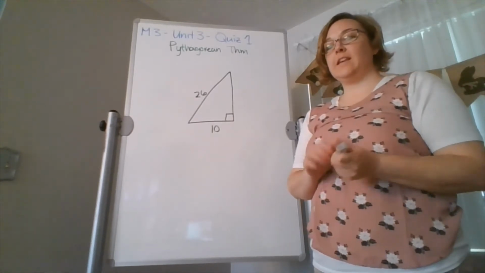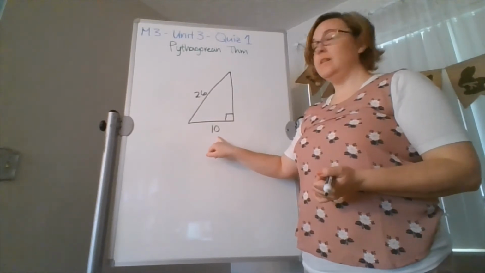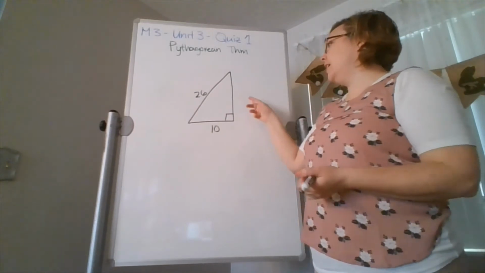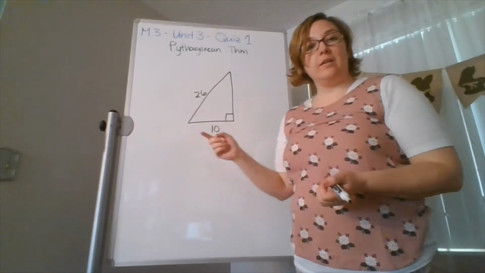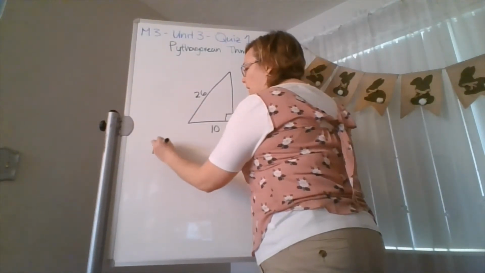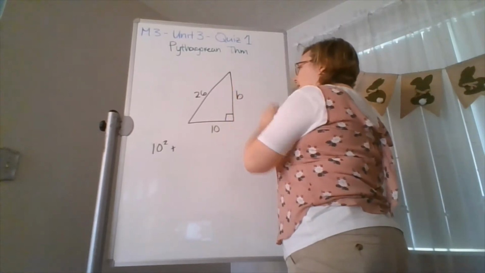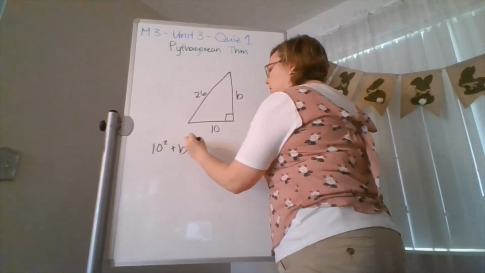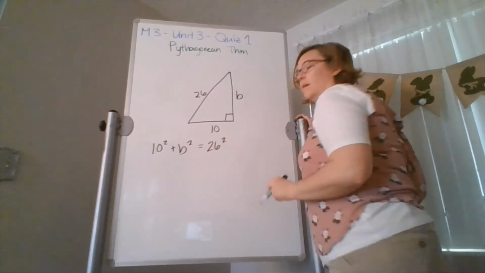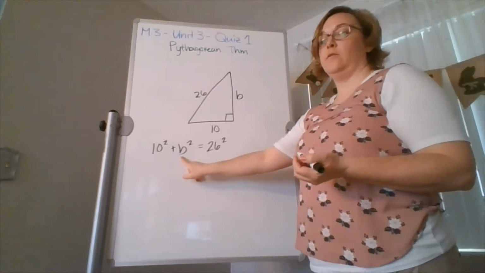Okay, here's our second type of problem. We've been given the side length of a leg and the length of the hypotenuse. So we need to find the second leg. How long is that? Well, we know one leg, and we know the area of a leg plus our second leg squared is equal to our hypotenuse squared. So this is just an algebra problem where we need to isolate and solve for b.